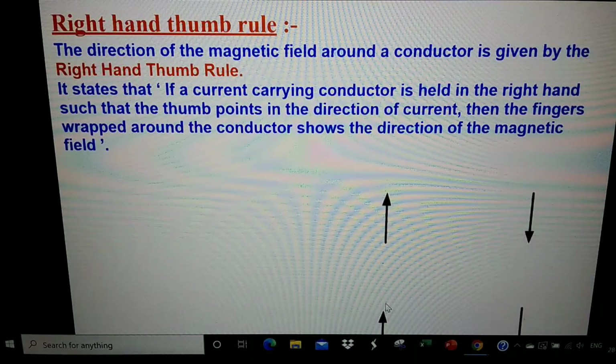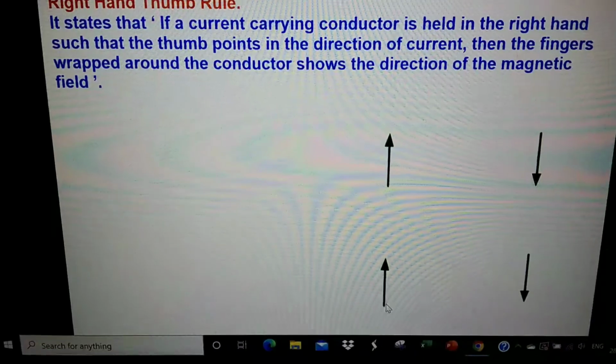Right hand thumb rule. The direction of the magnetic field around a conductor is given by the right hand thumb rule. It states that if a current carrying conductor is held in the right hand such that the thumb points in the direction of the current, then the fingers wrapped around the conductor show the direction of the magnetic field.